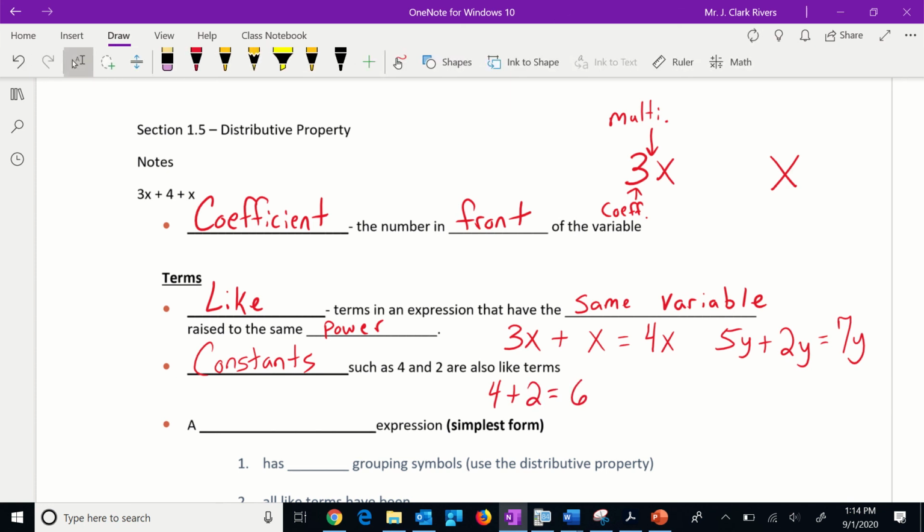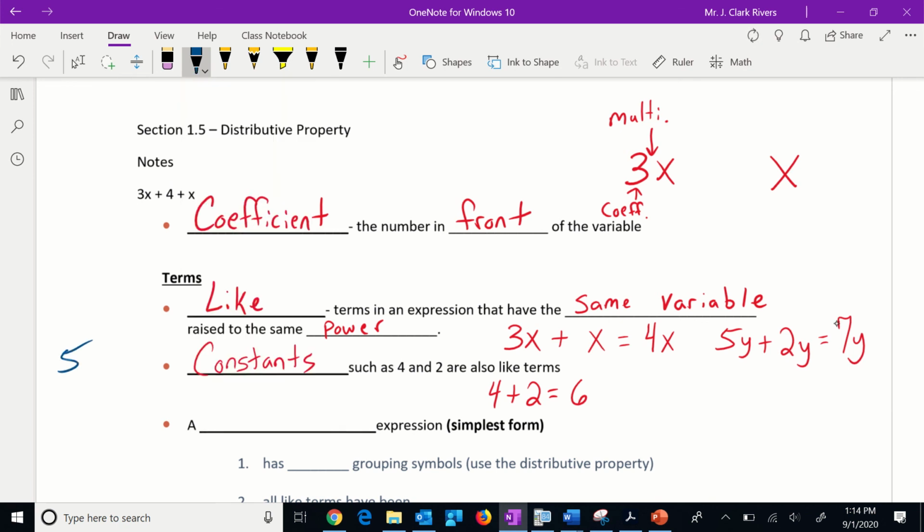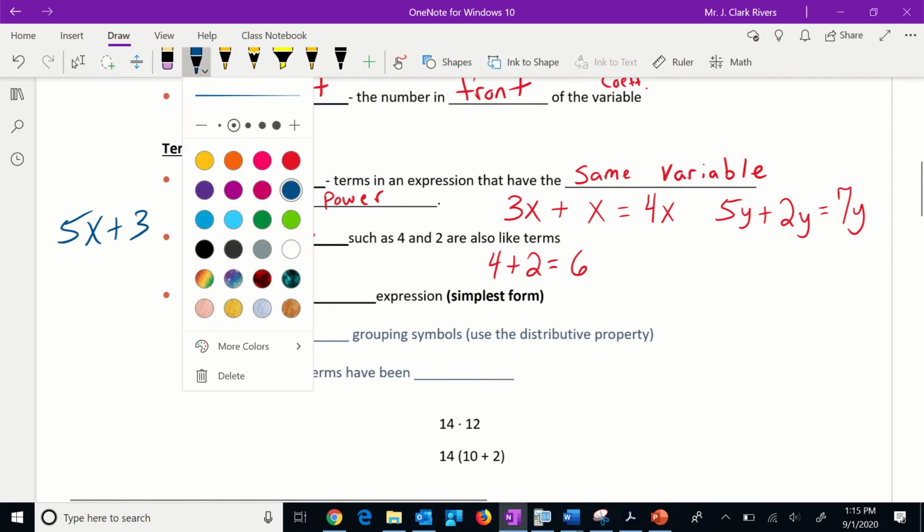What if we have something that's not like terms? Like for example, if I've got 5x plus 3. 5x plus 3. Well, I've got a variable here, a variable term with x. I've got a constant term with 3. These are not like terms. Remember, like terms in an expression have the same variable. Well, this has an x and this doesn't, raised to the same power. So these are not like terms. We cannot combine them.